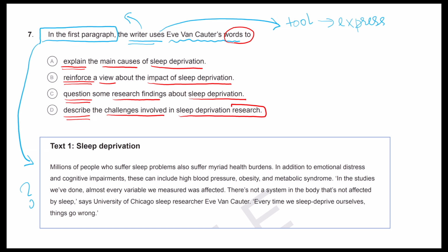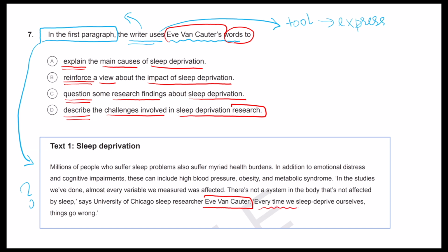Now moving on to tip number 3. We need to now go to the paragraph that the question points us at, and that is paragraph 1, and we're actually scanning for this word, Eve Van Cotter. So when we quickly scan through the paragraph, we can see the word Eve Van Cotter somewhere towards the end. Okay. So his words are given here.